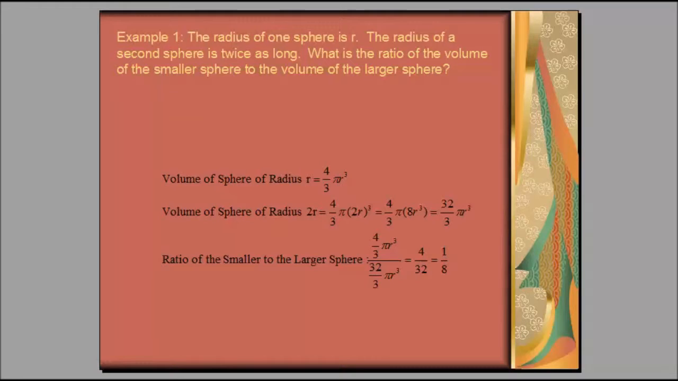pi r cubed. Now to find the ratio of the smaller to the larger sphere, the wording tells us to place the volume of the smaller sphere in the numerator and the volume of the larger sphere in the denominator. This gives us 4/3 pi r cubed over 32/3 pi r cubed. You can see right away that the pi r cubes cancel. Similarly, the 3 in 4/3 and in 32/3 will also cancel. This leaves us with 4/32, which reduces to 1/8.